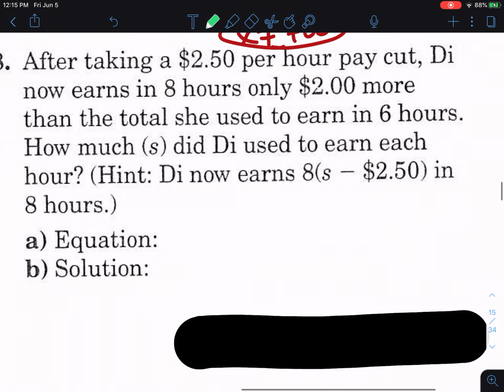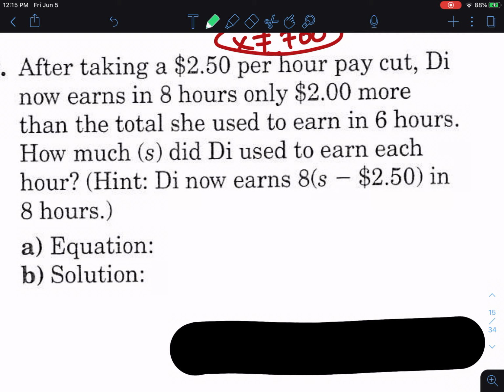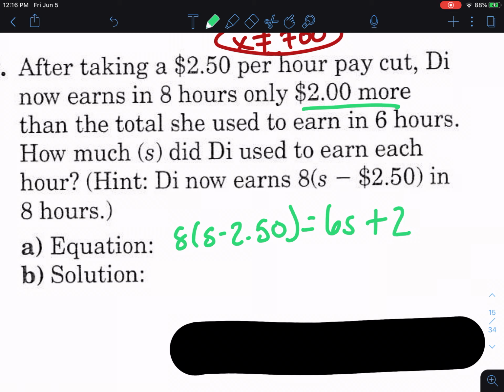Okay, it says, after taking a $2.50 per hour pay cut, Di now earns $8, 8 hours, only $2 more in 8 hours than the total she used to earn in 6 hours. How much did Di used to earn each hour? So they once again did this first part for us. It was 8 times S minus 2.50 equals, now we got to deal with that 6 hours. So 6 times S, and then it said $2 more. So because it's more, that's a plus 2. So I'm going to put our invisible 1 in there, and we're going to distribute this 8.